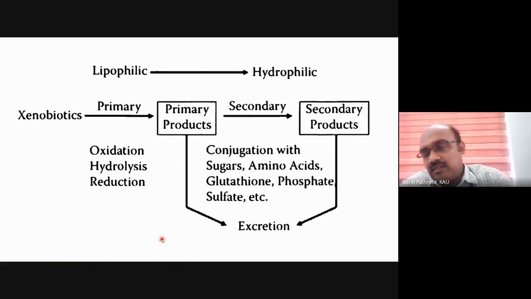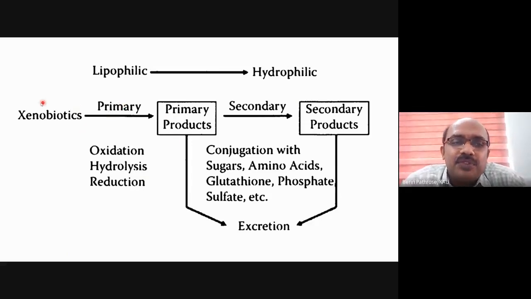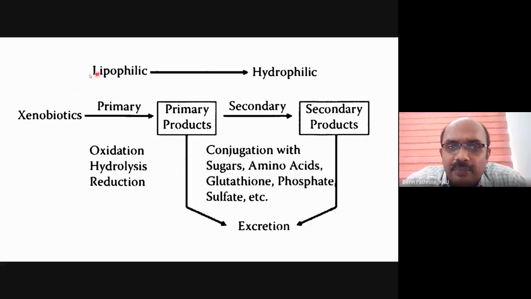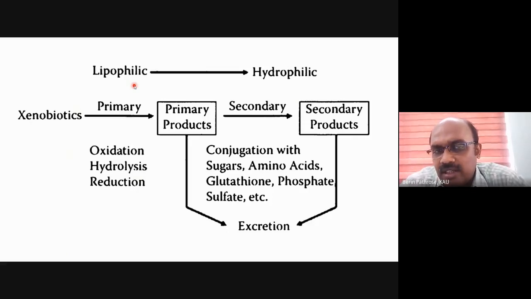I will show you a second diagram to describe phase one and phase two. Consider any xenobiotic as a pesticide. The primary chemical reaction that happens during pesticide metabolism is the conversion of a lipophilic molecule into a hydrophilic molecule. Hydrophilic molecules can be easily excreted. So this is the pesticide.